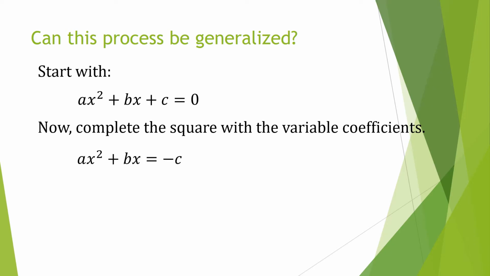First, subtract the constant coefficient from both sides. So we have ax squared plus bx equals -c. We then can divide through by the leading coefficient, which is a, so we get a coefficient on the x squared term of 1. That makes it convenient. So we get x squared plus b over a x equals minus c over a.